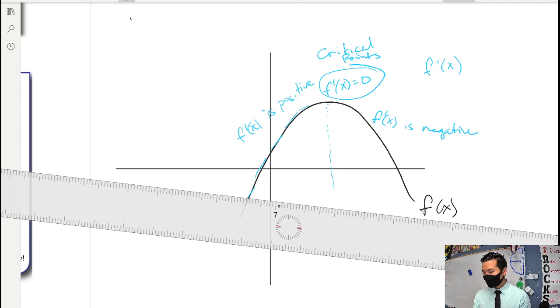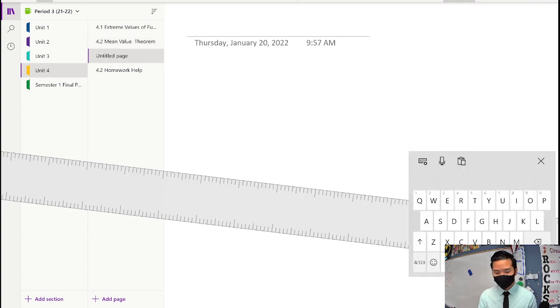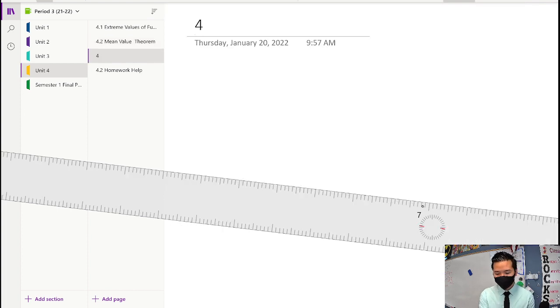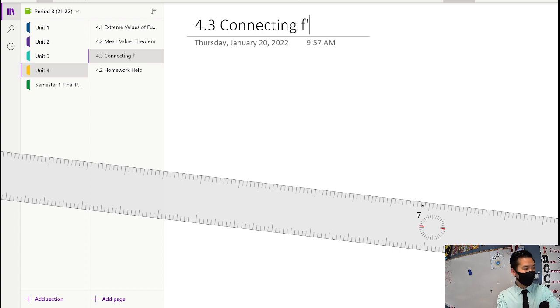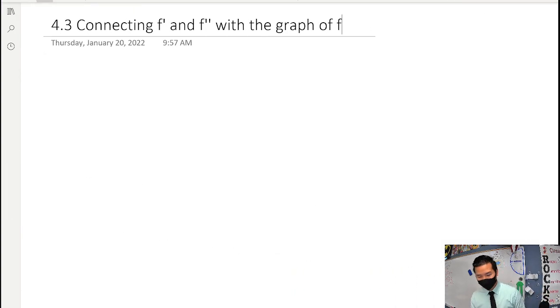Okay. So today's lesson. Let's go over here and add this in. This will be 4.3. Ready? The title of this is going to be Connecting f prime and f double prime with the graph of f. I'll give you a second to copy that down.